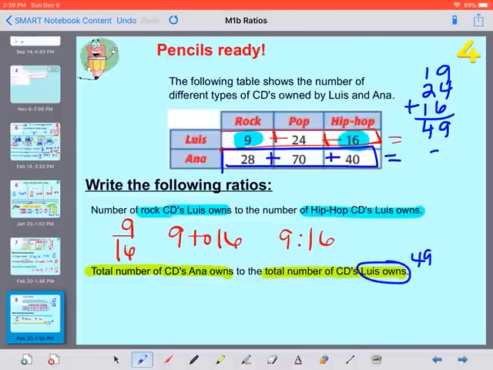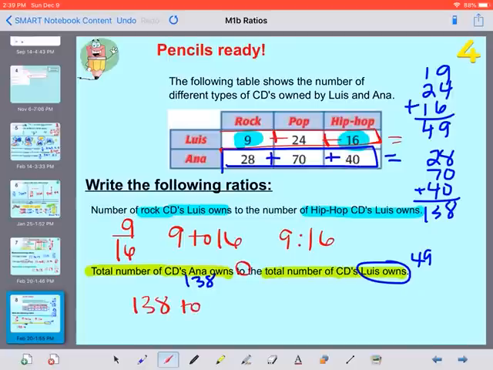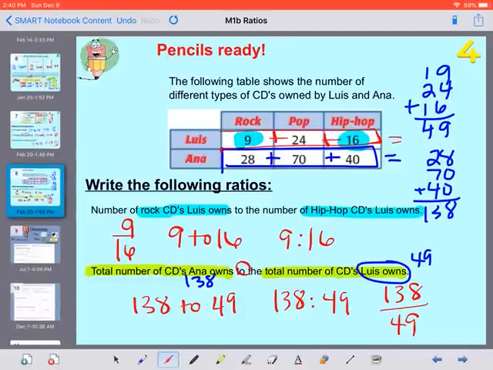And now Anna, 28, 70, and 40. Well, that's 8. 7 plus 2 is 9. 10, 11, 12, 13. 138. So if we write this three ways, Anna to Luis, 138 to 49, 138:49, and as a fraction. It doesn't really matter which way you write it first as long as you write all three ways. If it doesn't ask you to write it all three ways, one of the ways will be just fine.